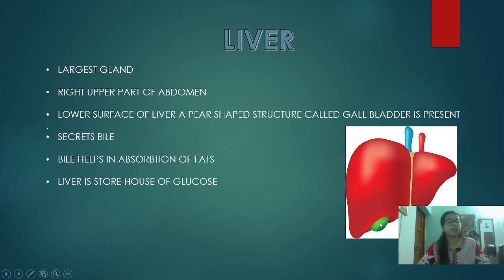And the major secretion of the liver is the bile. What does the bile do? Basically it helps in the digestion of fat, or you can say it helps in the emulsification of fat. Apart from that, the liver helps in the storage of glucose as well as in the secretion of fibrinogen, and also helps in the breakdown of carbohydrate, proteins, etc. So, these are certain functions of the liver and bile.